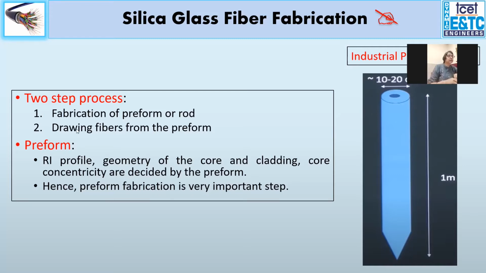So there are majorly two steps in fiber fabrication: the fabrication of a preform or a solid rod, and then drawing of the fiber from the preform. The preform will have a refractive index profile, whether it is a step index or a graded index. Depending upon the profile that you set, you will have the profile in the preform, the geometry of the core and the cladding, and also the purity has to be maintained. A high level of purity has to be maintained when making a preform, because any impurity in this state gets transferred to the fiber and becomes a center for the attenuation.